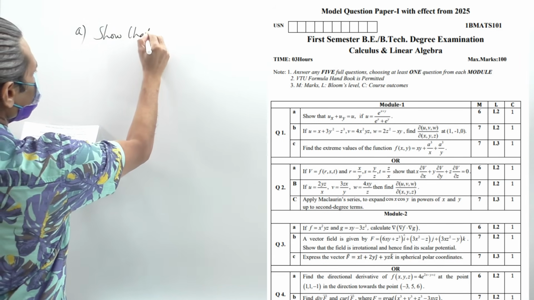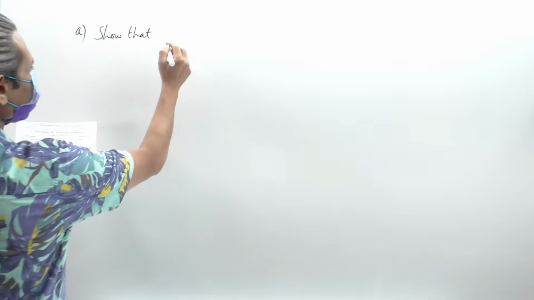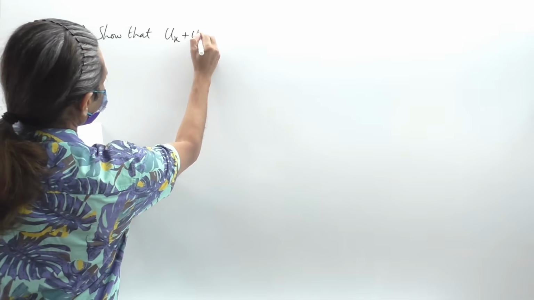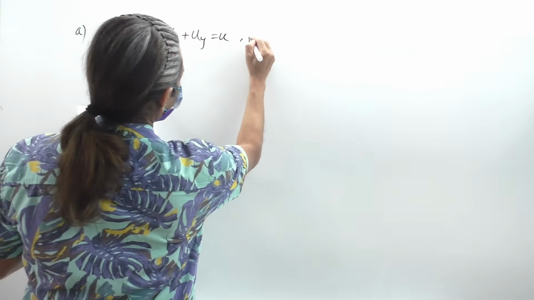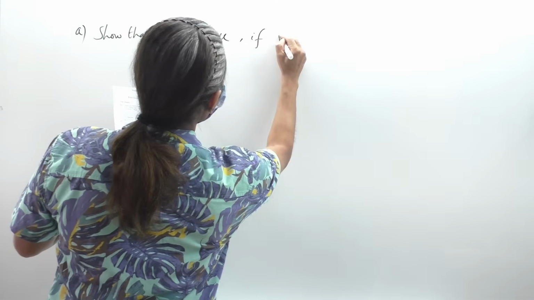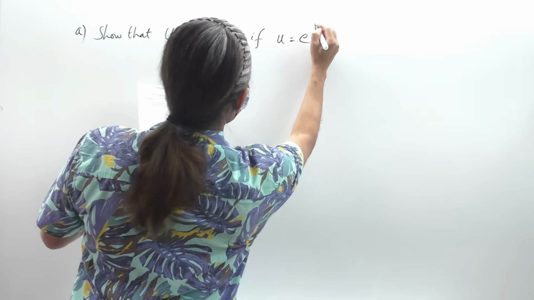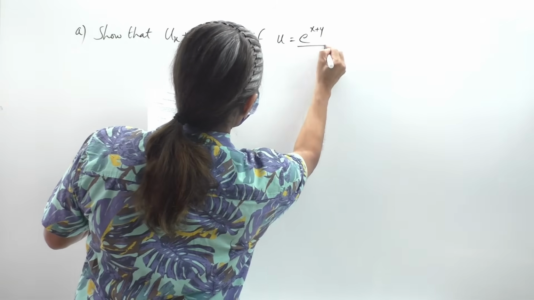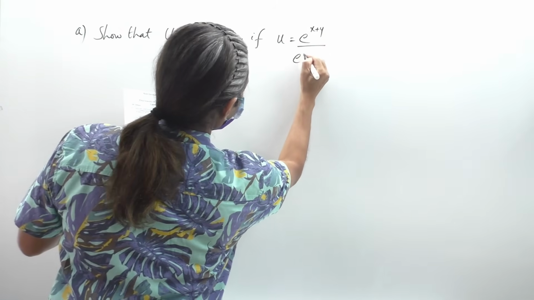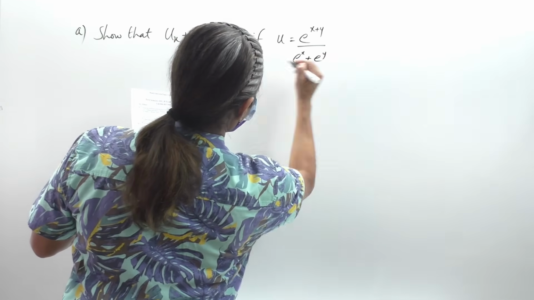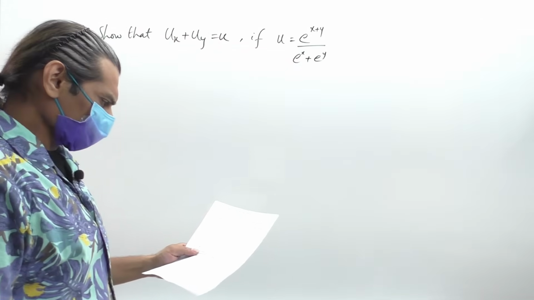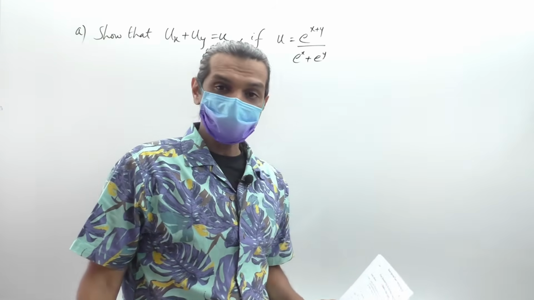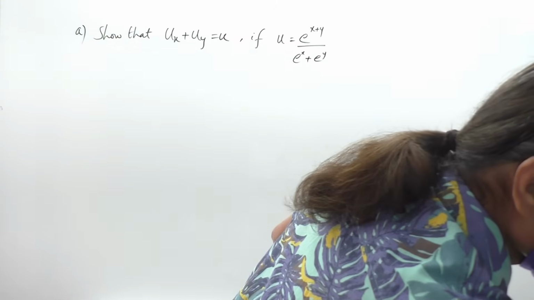show that ux plus uy equals u if u is equal to e to the power x plus y, whole divided by e raised to x plus e raised to y. Okay, so this is a simple problem from partial differentiation. So let's solve this now.